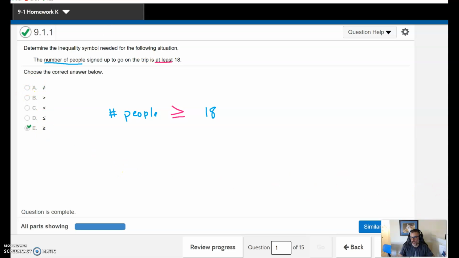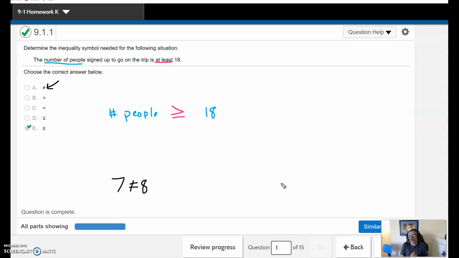I don't know why they included this symbol. This is the not equal to symbol, right? I could say like 7 is not equal to 8. I don't think we need this symbol in this unit. It just confuses things. So don't worry about that one. Focus on these four. I don't believe that one comes up.